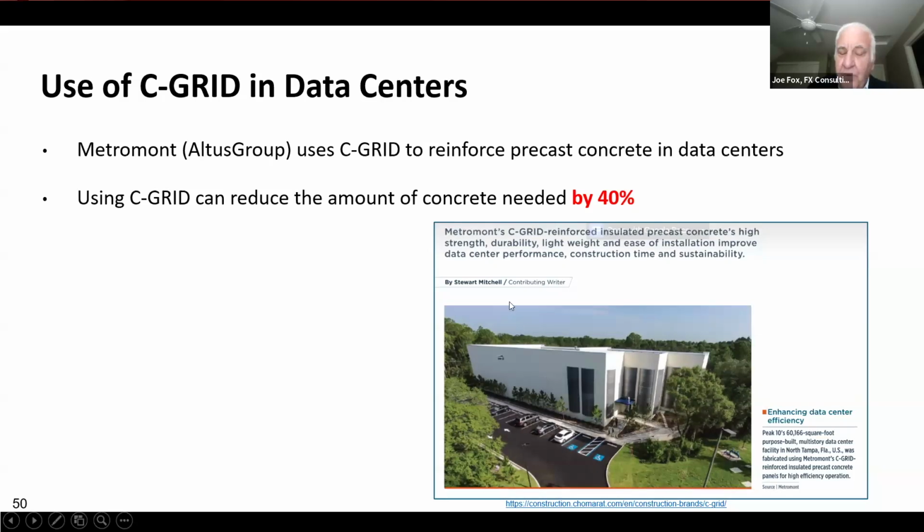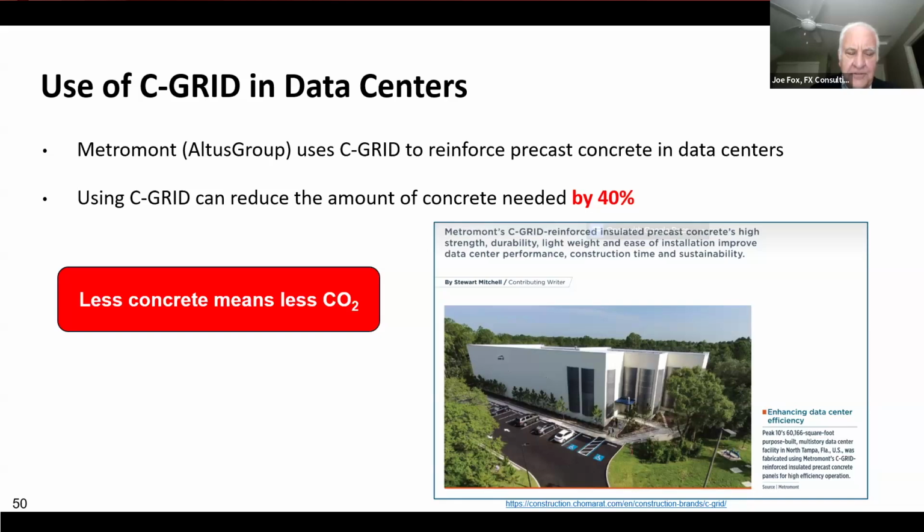And today, here in the United States, these data centers are popping up everywhere. There's a tremendous amount of concrete being used to create these data centers, and you're lowering CO2 emissions when you use C-Grid. Less concrete, less CO2.